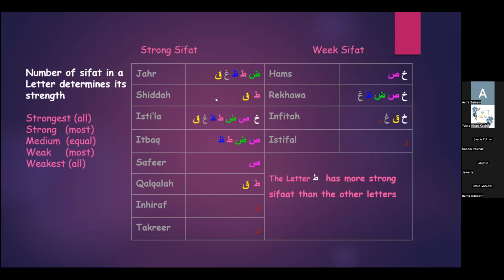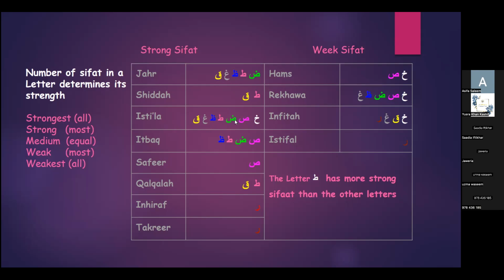Then shidda, we have the letter Ta and the qaf. The letter Ta and the qaf take the sifa of shiddah, meaning when these letters are read, the letters will have a shiddah in it. Therefore, we apply the sifa of qalqala when these letters are read with sukoon, because the sound will be blocked when you try to say these letters. So shidda applies to the ta and the qaf. Isti'la applies to all the khussa, daghdin, qidh letters. So all the heavy letters have the sifa of isti'la.